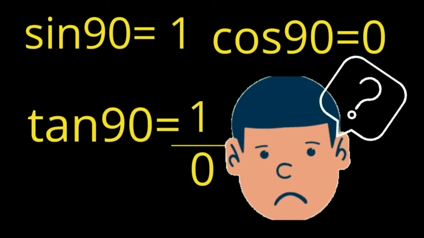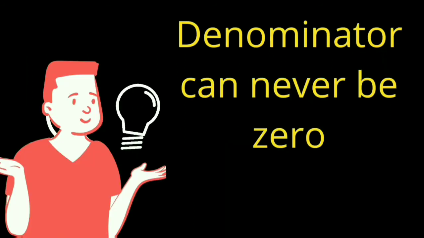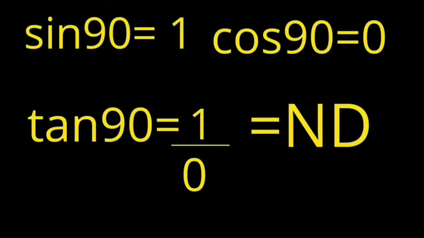Sin 90 is 1. Cos 90 is 0. Tan 90 will be 1 upon 0. But the denominator is 0. We know the denominator can never be 0. So tan 90, that is 1 upon 0, cannot be defined. This value is known as not defined. Tan 90 is not defined.